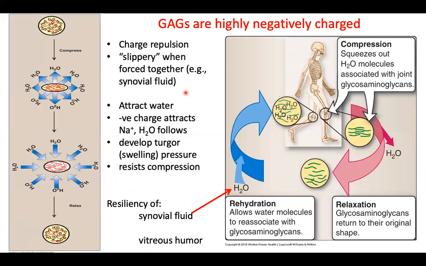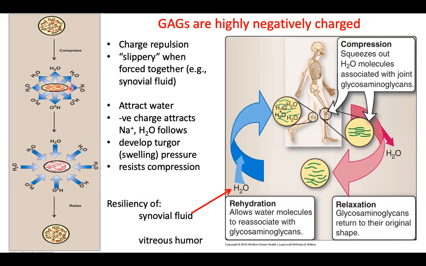Okay, so why is this important? Why do I care about the fact that GAGs are negatively charged? The cool thing is that if I look at a joint over here, inside of my joint, I have cartilage and lubrication fluid. And the thing about my joint is that as I'm walking, for example, my knee joint is going to get compressed, which is what they're showing over here.